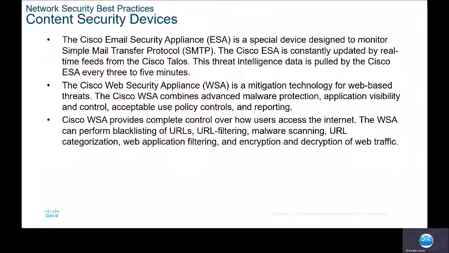WSA is a mitigation technology for web-based threats. It combines advanced malware protection, application visibility and control, and acceptable use policy controls and reporting. It provides complete control over how users access the internet. It can perform blacklisting of URLs or URL filtering, malware scanning, URL categorization, web application filtering, and encryption of web traffic.